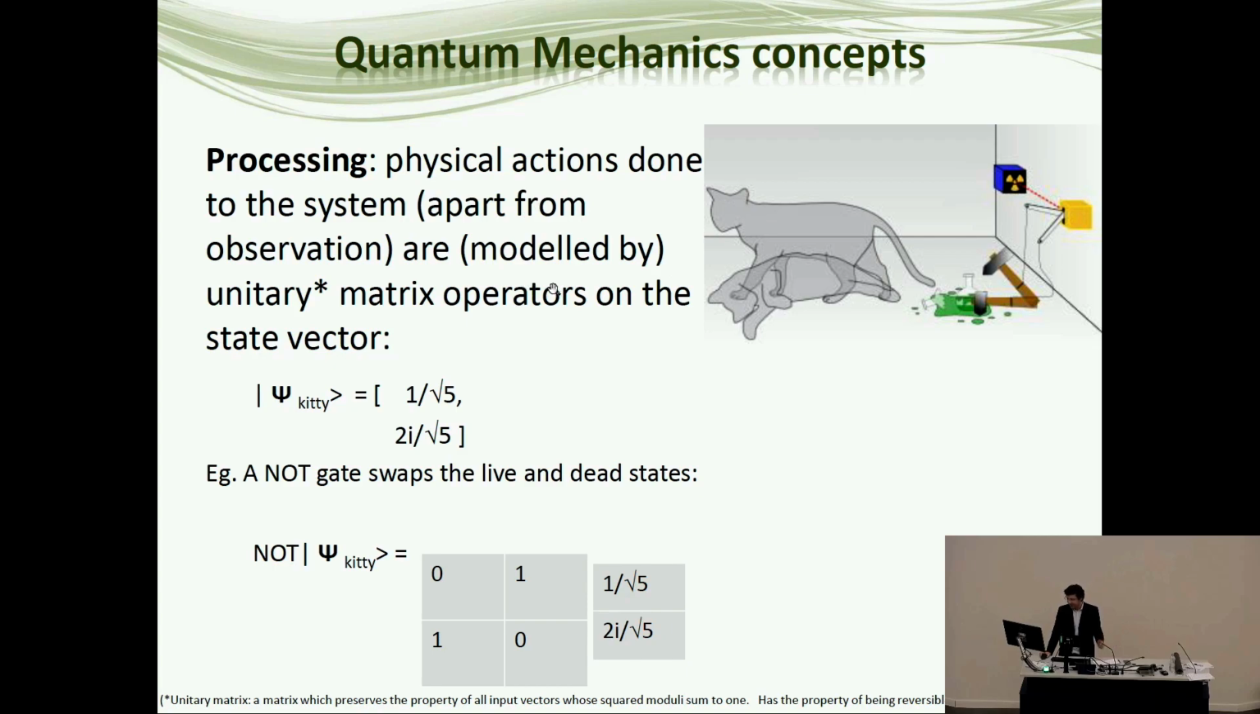Step 2 of 3 is processing. How do these representations evolve over time? What's the equivalent of taking a register and putting it through some logic gates? Well, the laws of quantum mechanics tell us that you can operate on these representations with what are called unitary matrix operators. Have you guys done matrices? Have you done rotation matrices somewhere? Yeah? A unitary matrix is a little like a rotation matrix.